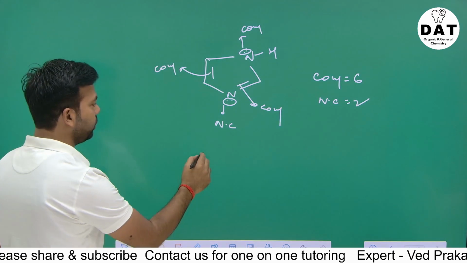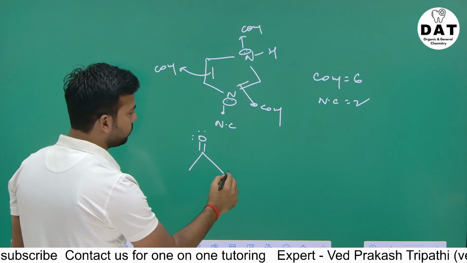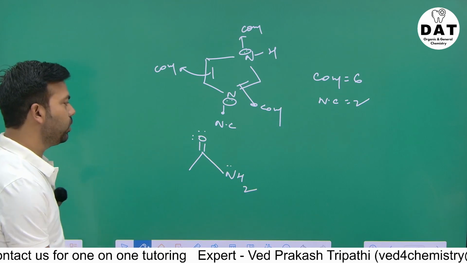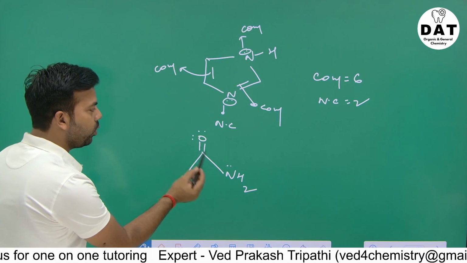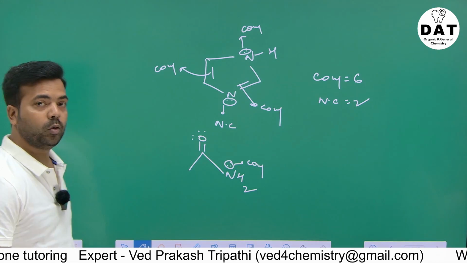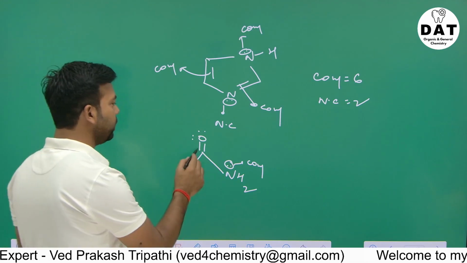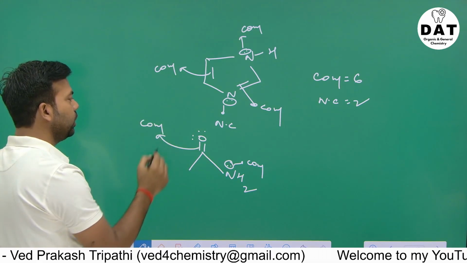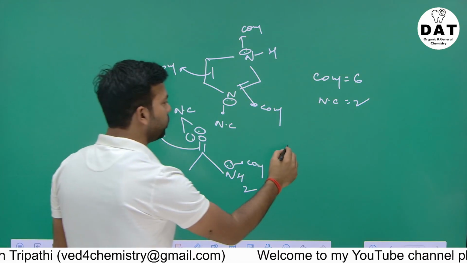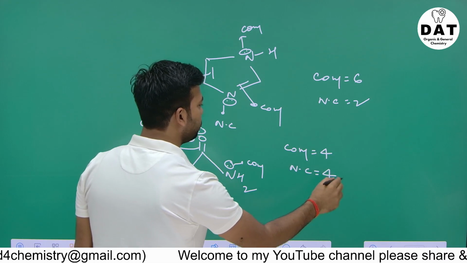Look at this example. As you can see, this lone pair of nitrogen and this double bond are in alternate, so this is conjugated. And oxygen has both double bond and lone pair. I said that whenever we have both, the double bond is conjugated, and all the lone pairs this time are non-conjugated. So conjugated is 4, non-conjugated also 4.